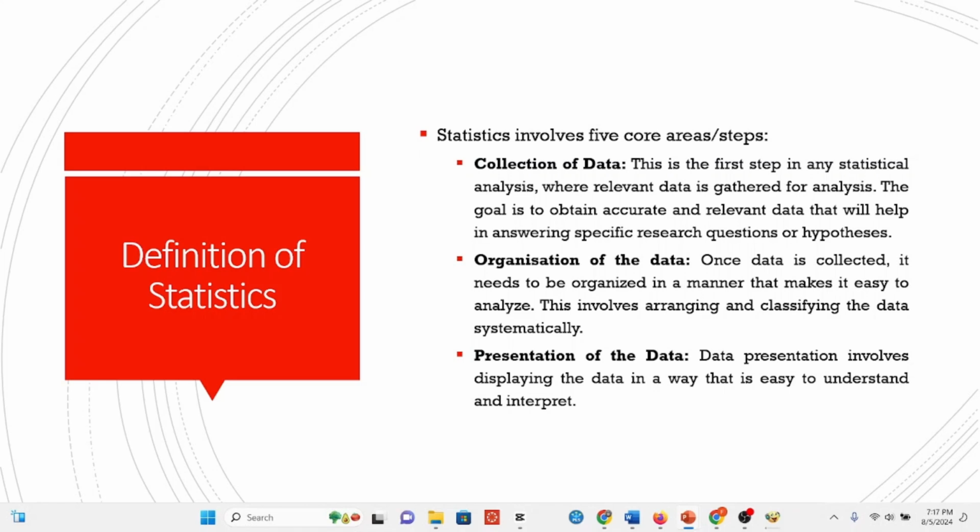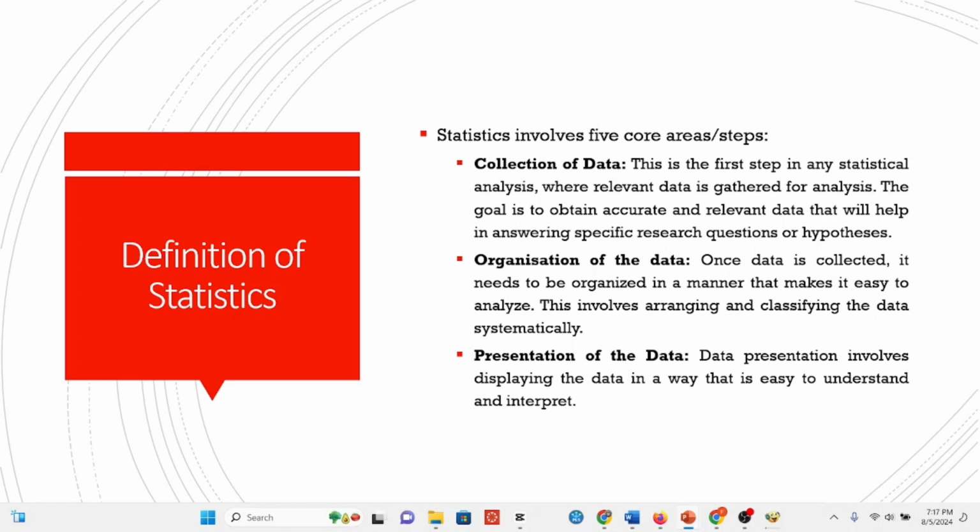Decisions made during this stage, such as choosing a representative sample and employing appropriate data collection techniques, are vital for the integrity of the research. The collection phase sets the stage for all subsequent statistical work, making it essential to execute it with precision and care. Organization of the data.